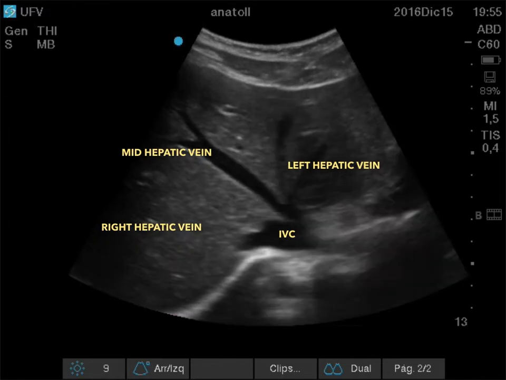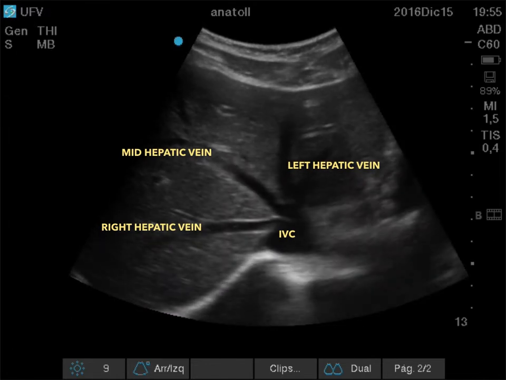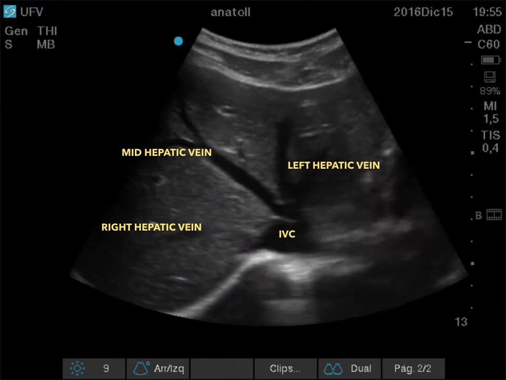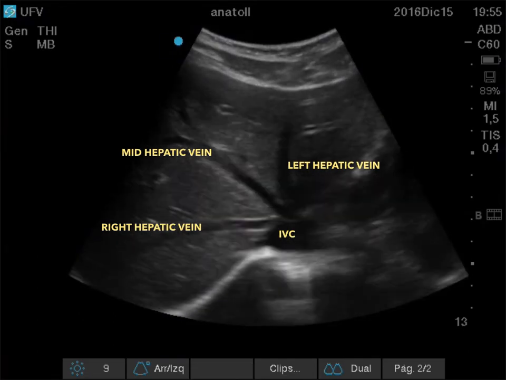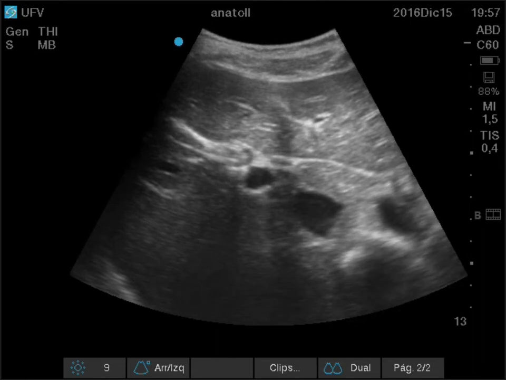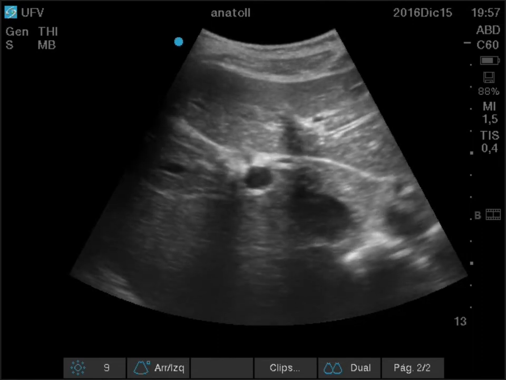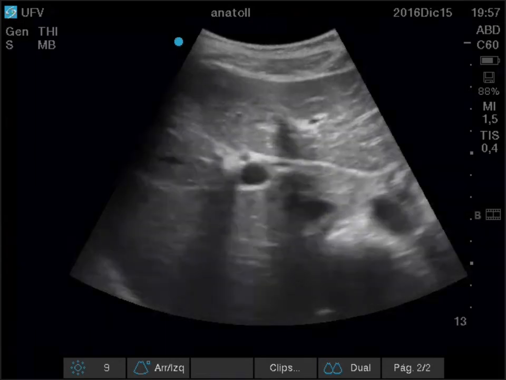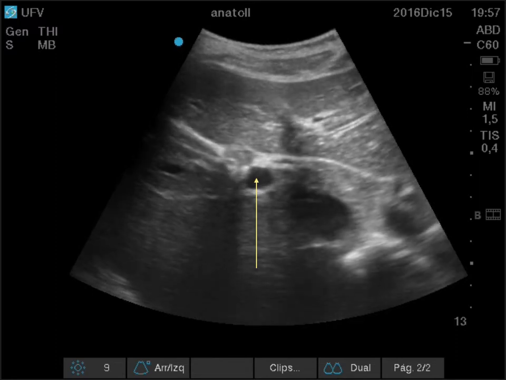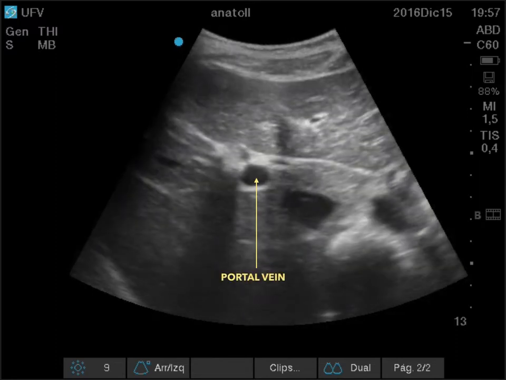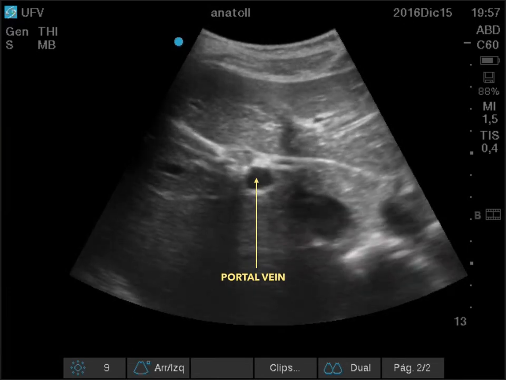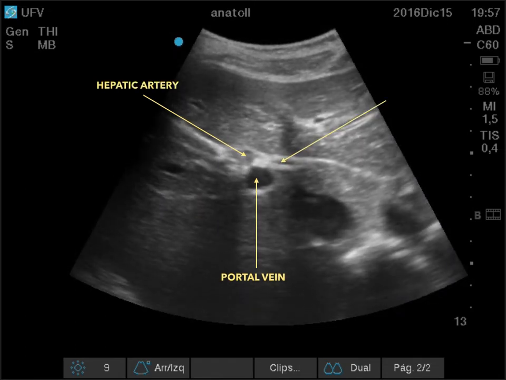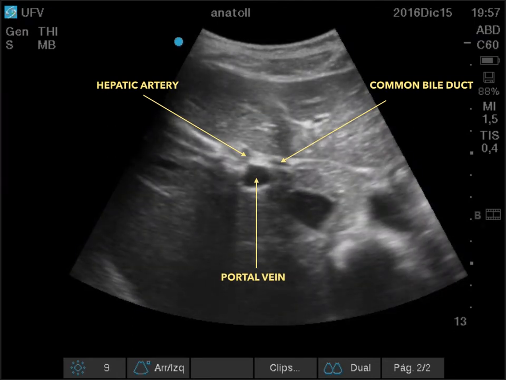Remember, the right hepatic vein has kind of a white wall, which is different to the mid and the left hepatic vein. The next cut is at the level of this structure, which is a vessel with a great white wall around. This big vessel is the portal vein. On top, there are two different structures. One of them is the hepatic artery, and the other is the common bile duct.